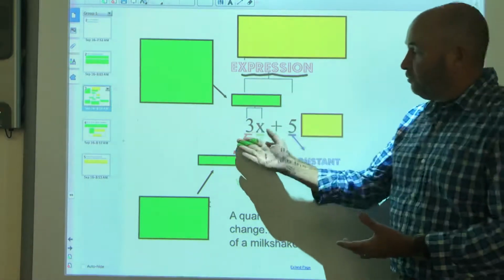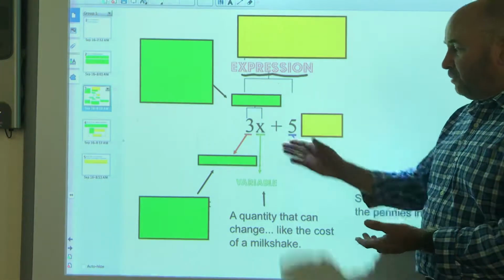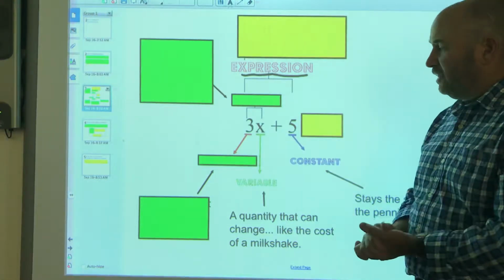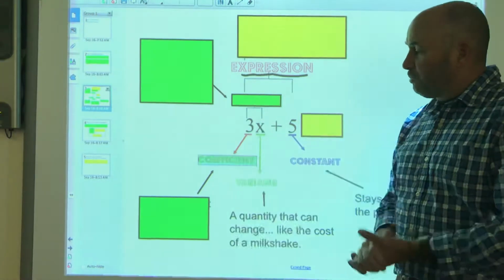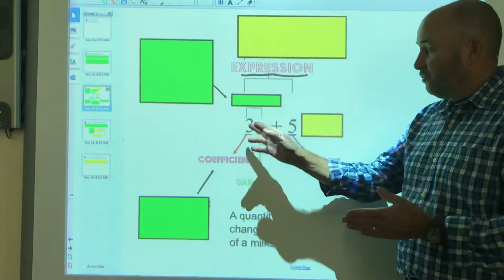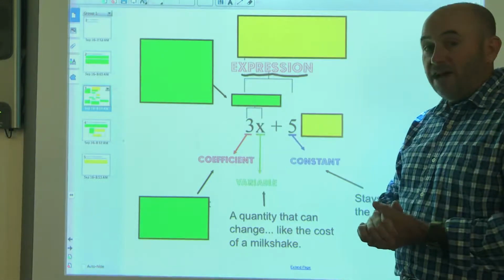Now, over here, we have some other things to think about. So now we know what the variable is and what the constant is. The 3 represents a coefficient. 3 is the coefficient of x.